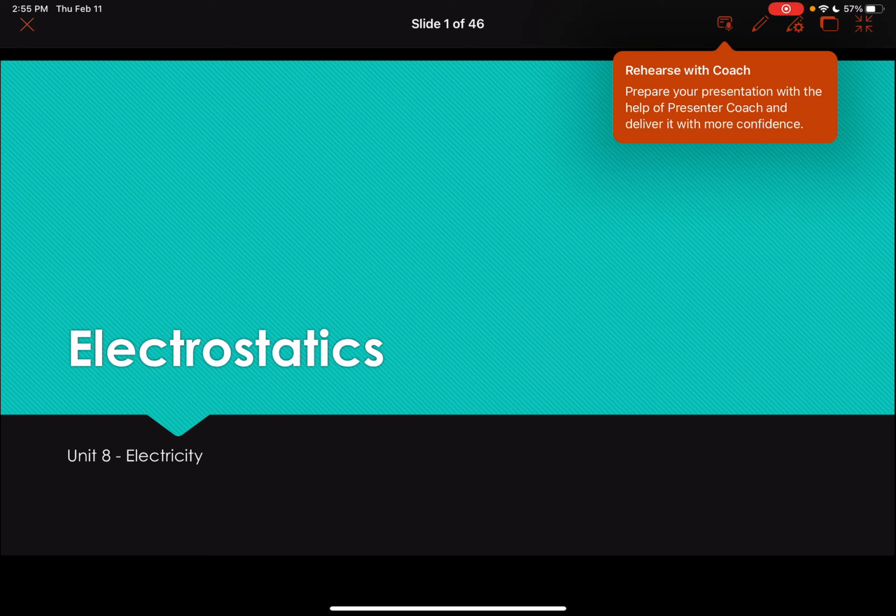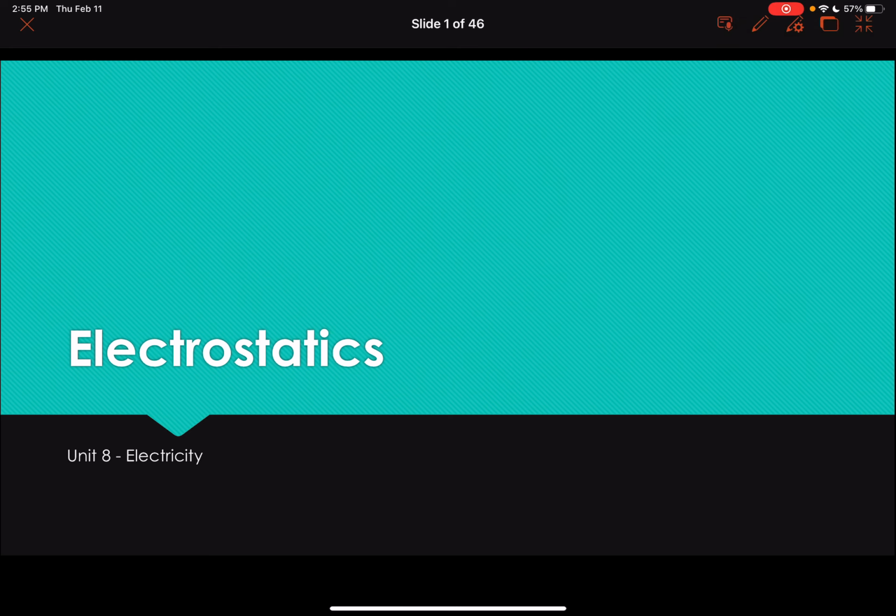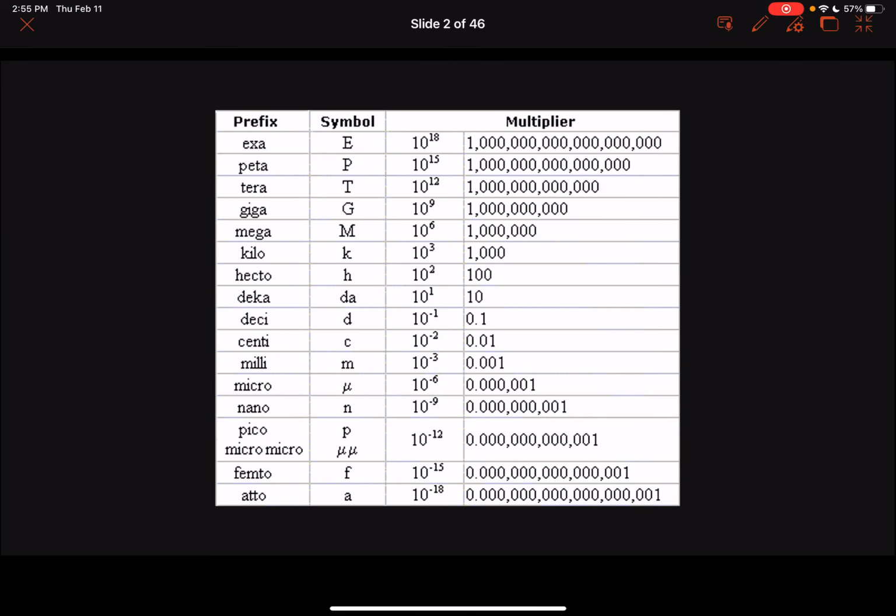Howdy. Today we'll be starting electrostatics. Before we can really get into the unit, we need to go ahead and review how to convert between different units, and specifically we need to know prefixes.